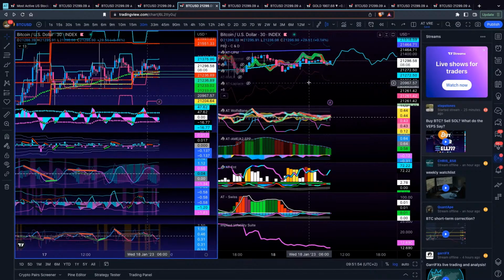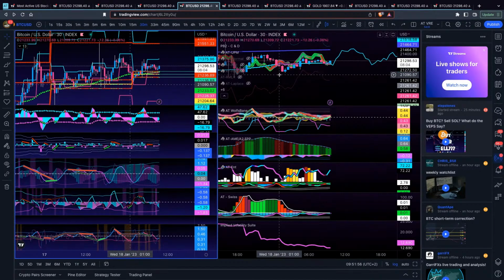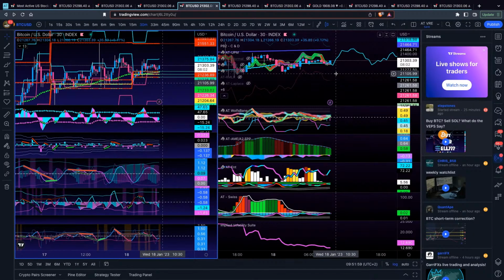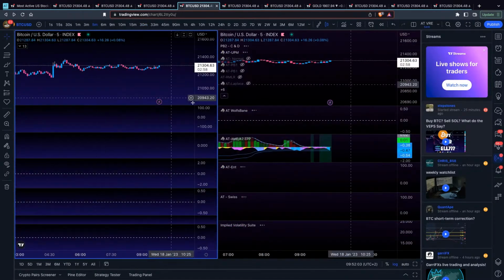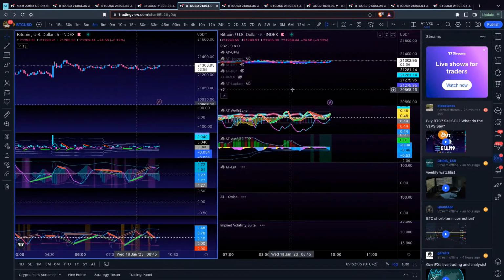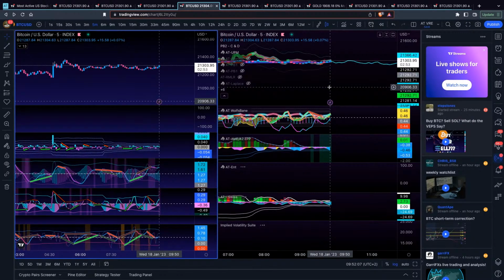And so far, we've seen random walks on the 15-minute or less, but we will certainly see and have seen already trending moves. For example, here on the 5-minute, you can see a couple of small trending moves. There's one right now happening.